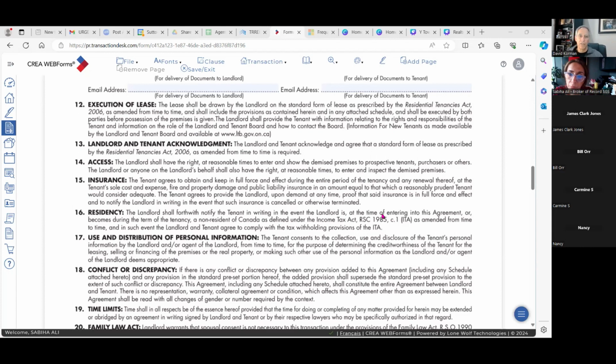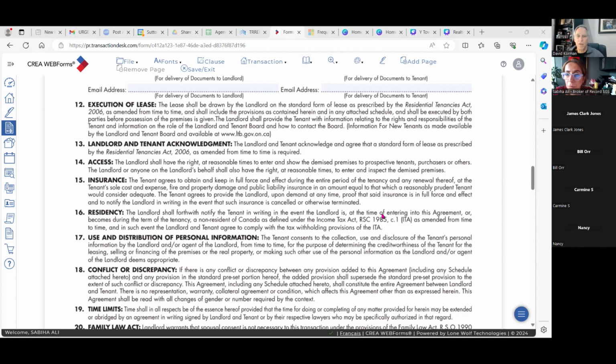So now we've got landlords saying, I'm not a non-resident. If I become a non-resident, I'll let you know, and then you start withholding money. So the problem I have is, what if the landlord doesn't? And I think that was the scenario in that case, Sabiha. The landlord became a non-resident and didn't tell the tenant. The tenant had no idea, had no way of knowing. The tenant just kept paying their rent like they always do.